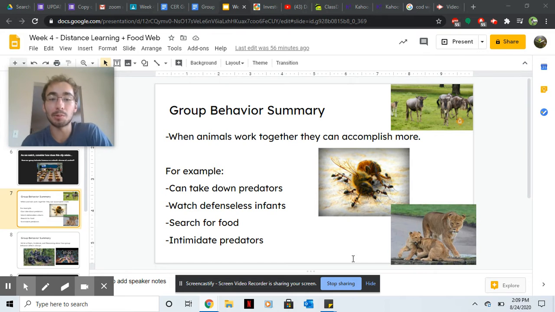So today we were going over group behavior and how working in a group can help animals. Here we have a picture of animals taking down a bee. We have some cubs watching their children while some of them hunt. So these are all examples of how working together can help an animal survive.